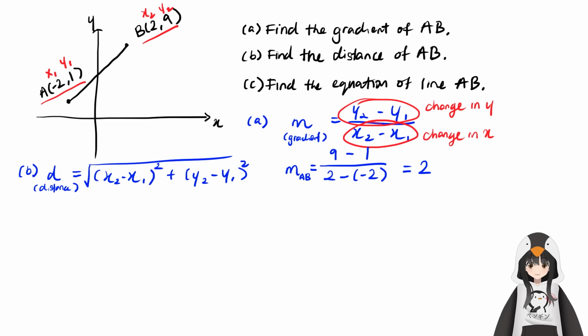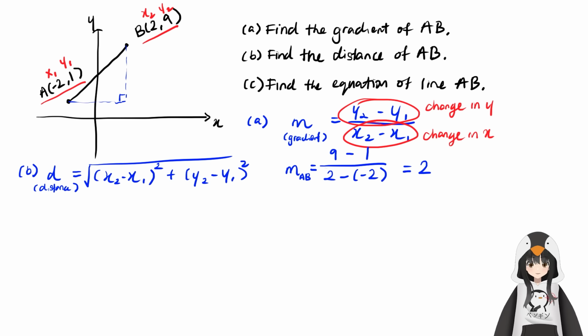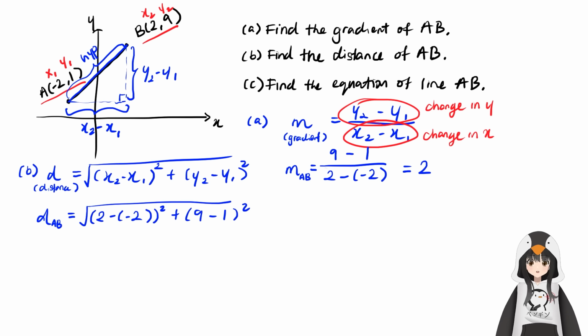Next is the distance formula, which kind of looks complicated, but if you take a second look, it looks like our best friend Pythagoras' theorem. This distance over here is the hypotenuse. And this distance is x2 minus x1 and y2 minus y1. So putting all of these into the distance formula, we get the distance of AB equals to 8.94 units.